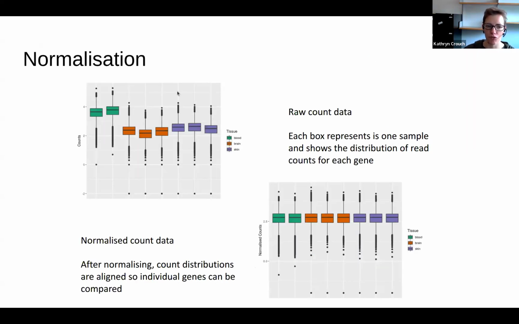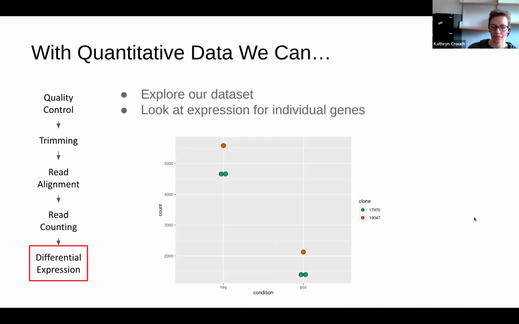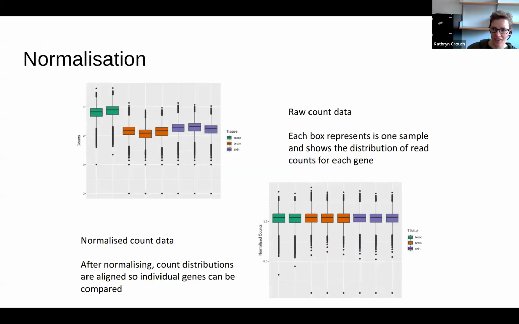Okay, so this was our data before normalization, and after normalization, you can see that everything is looking much more aligned, and now I can make genuine comparisons between the blood and the other tissues here. Once you've done this, what you basically have is for every gene in your organism, you have a value for every sample you've sequenced. And at that point, your data is quantitative data. And you can do anything with it that you could do with any other form of quantitative data.